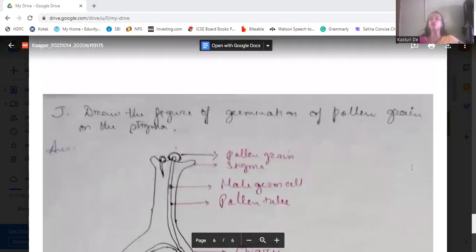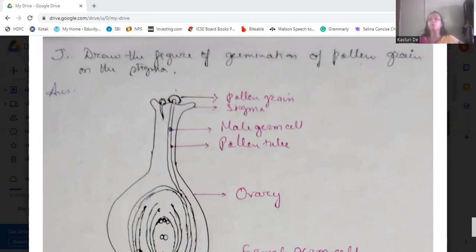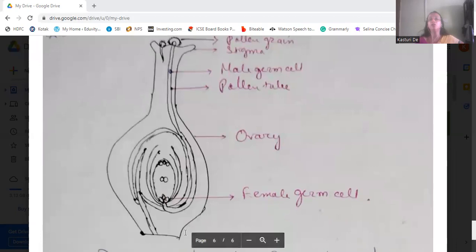Then comes, draw the figure of germination of the pollen grain on the stigma. So this is the pollen grain falling on the stigma and then germinating. The pollen grain has the exine outside and intine inside, and it will grow its pollen tube. The male germ cell and the pollen tube cell will pass into the pollen tube. This is the pollen tube. The male germ cell will divide into two male gametes. This will come down, enter through the micropyle, and enter the ovule, where it will fertilize.